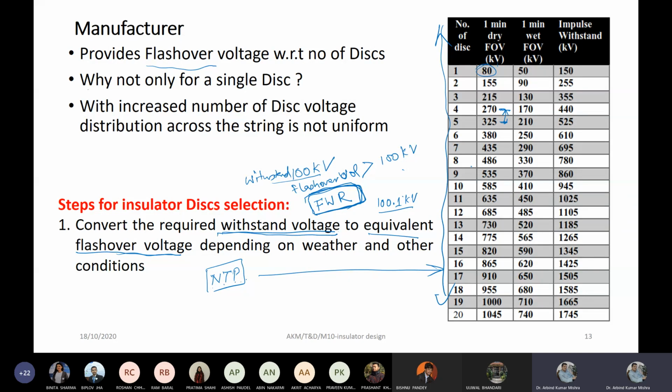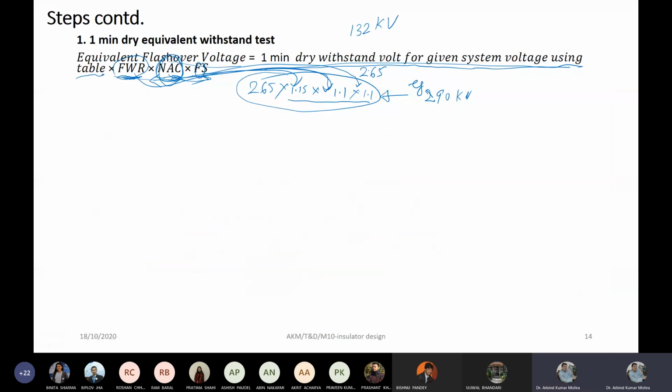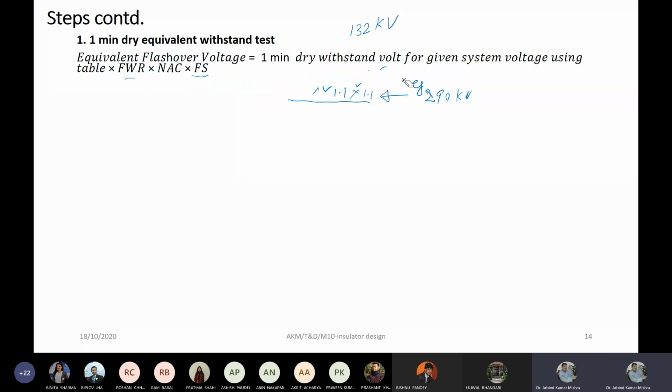So now the question is whether you have 4 disks or 5. Here, this is a technical requirement, not only the optimum. So you need an insulator which has a flashover voltage greater than 290. That's why there is no choice other than to select 5 disks. So what I mean is, for this case, you will select the number of disks, say n1. So n1 disks will be selected from here.